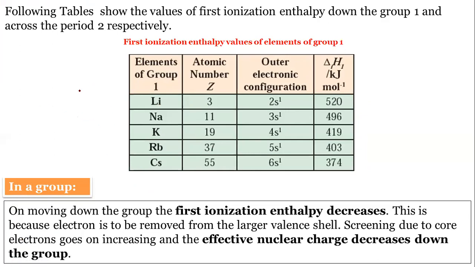decreases because electron is added in the same shell. Effective nuclear charge will be increased, so it will be attracted towards the nucleus. So if the electron goes towards the nucleus, what will happen? The ionization energy values will be more. So from top to bottom, ionization energy values decrease, but from left to right, ionization energy values increase.